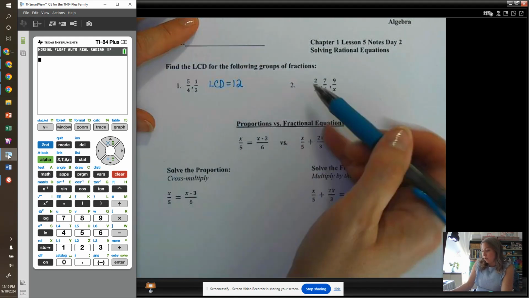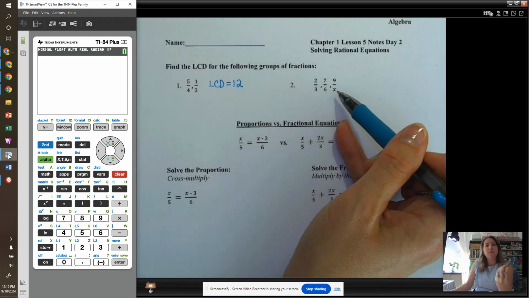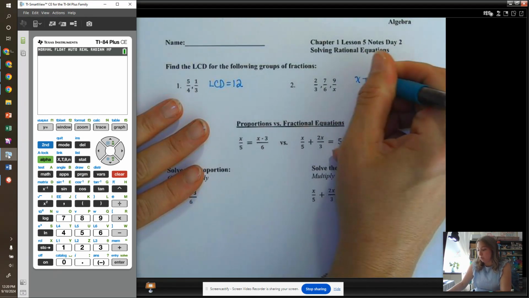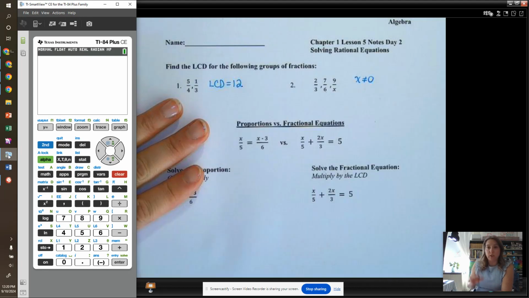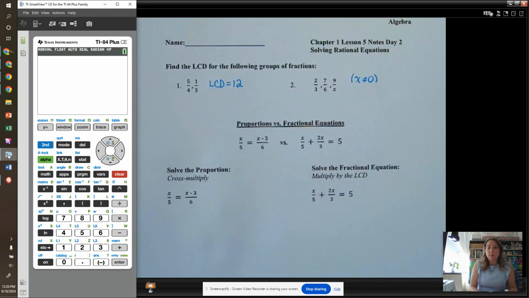Look at 3 and 6 and x. So if x is in a denominator, we do want to make sure we are stating that x is not equal to 0 when we go to solve. Okay, so just be mindful of that. That's kind of in the back of our heads. We know we can't have a 0 in a denominator. But also when we have an x in a denominator and we are trying to find our least common denominator, or our LCD, we know that x has to be one of the multiplied pieces giving us that LCD.